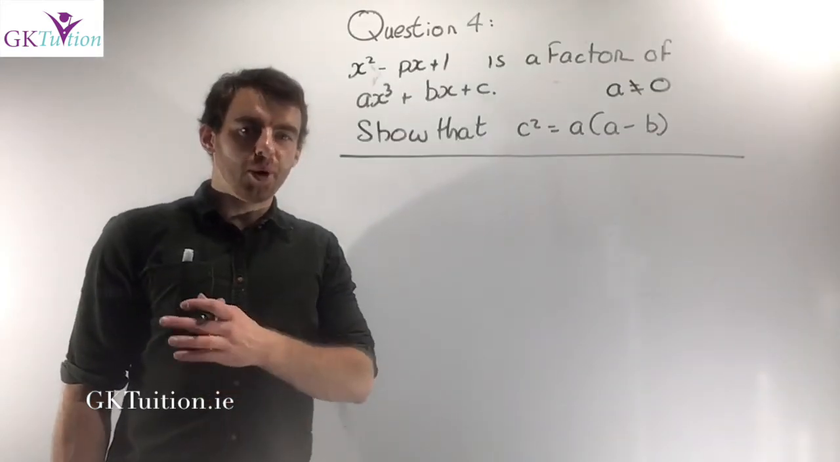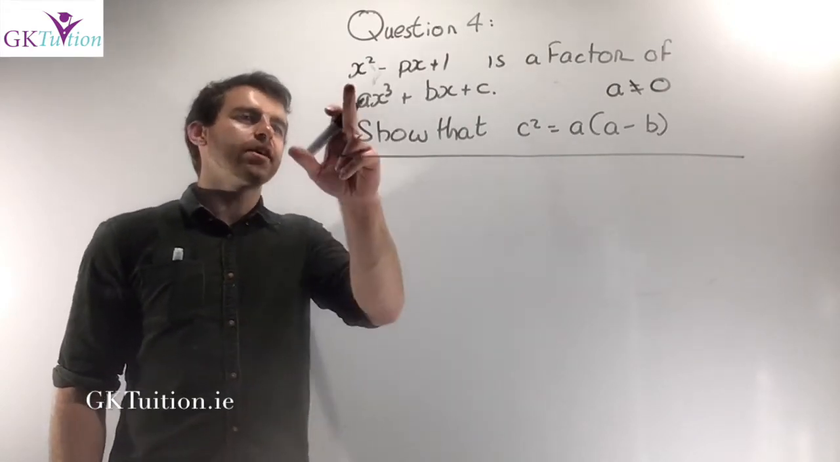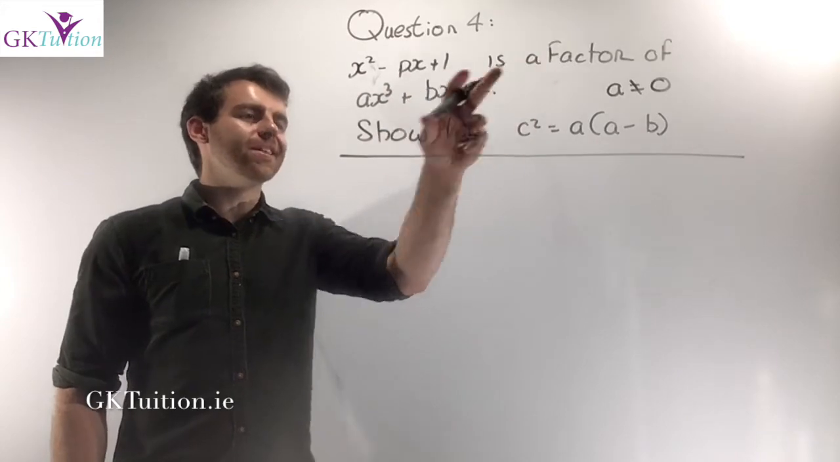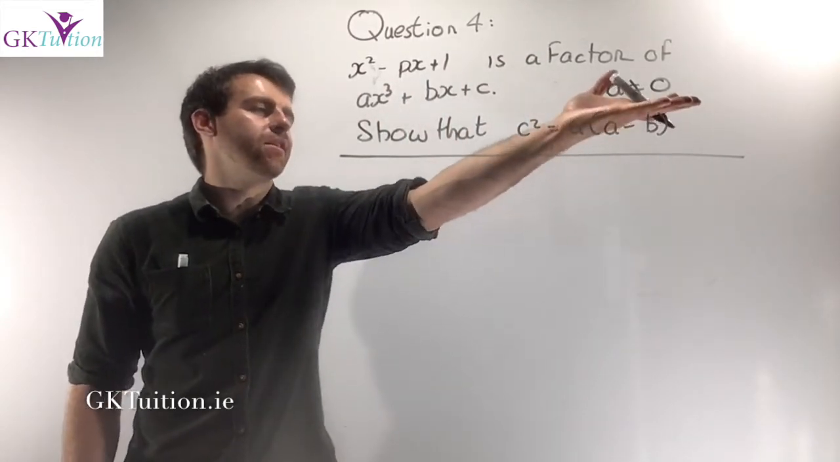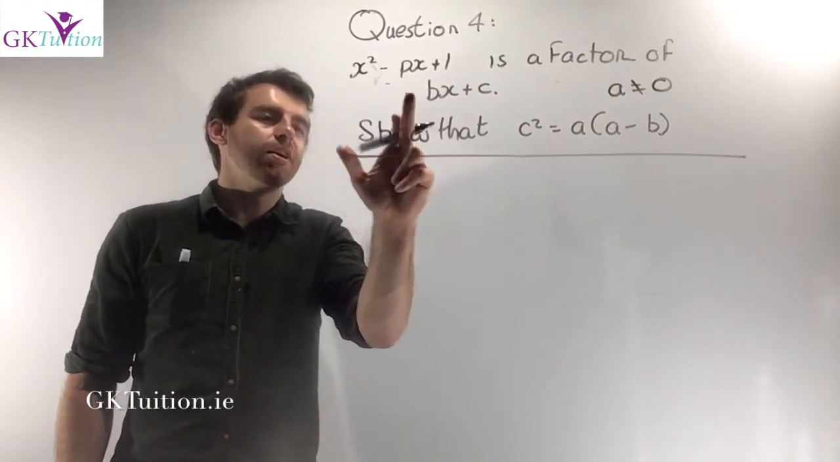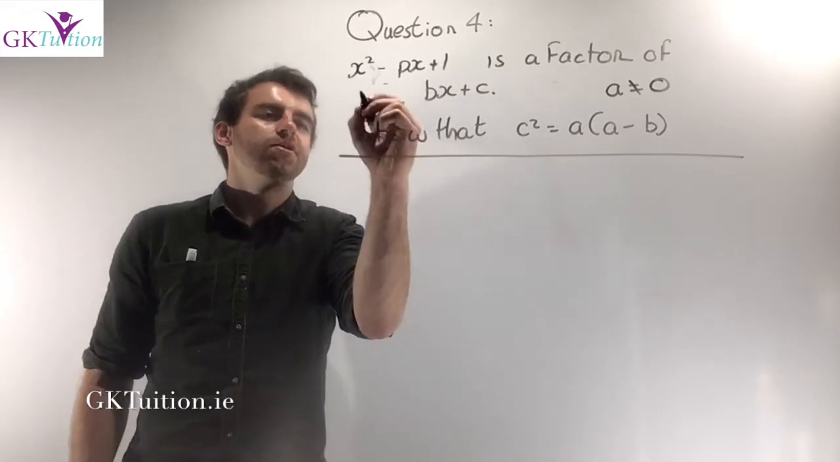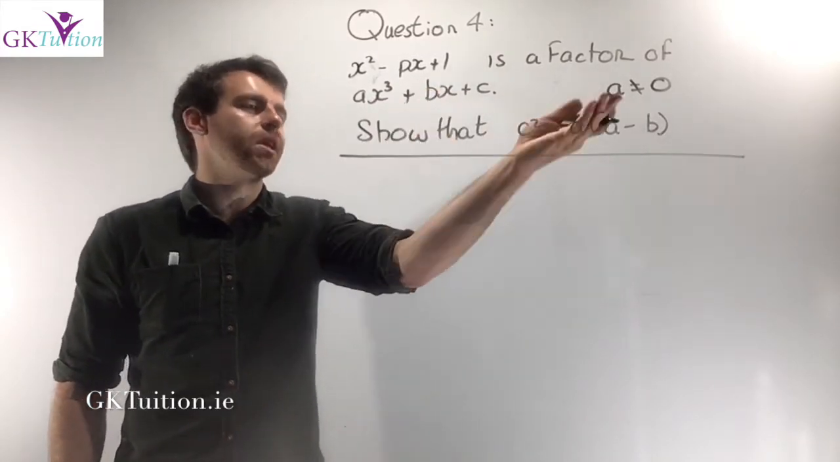Question 4 is by far the most difficult of the 4 questions I'm giving you. In this one, you have x squared minus px plus 1 is a factor of the cubic. It's telling you that a is not equal to 0, just because if a was 0, then this wouldn't actually be a cubic, it would just be bx plus c. So just so that the question makes sense, I have to indicate to you that a can't be equal to 0.